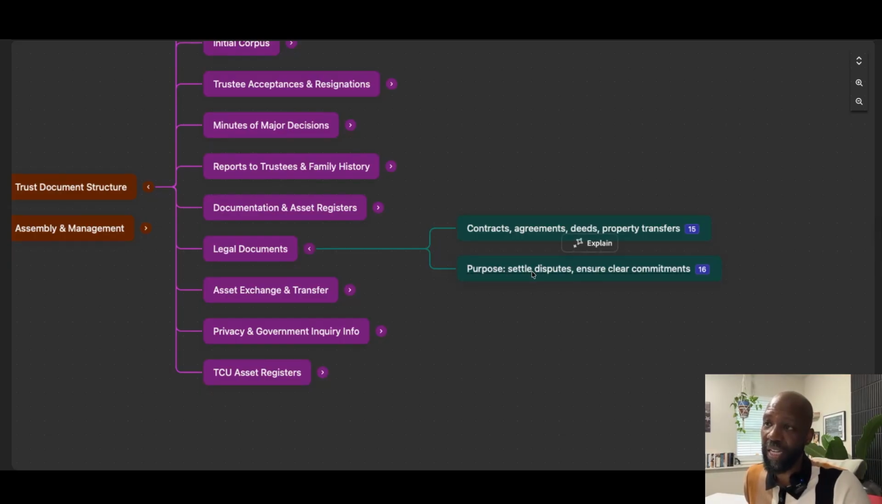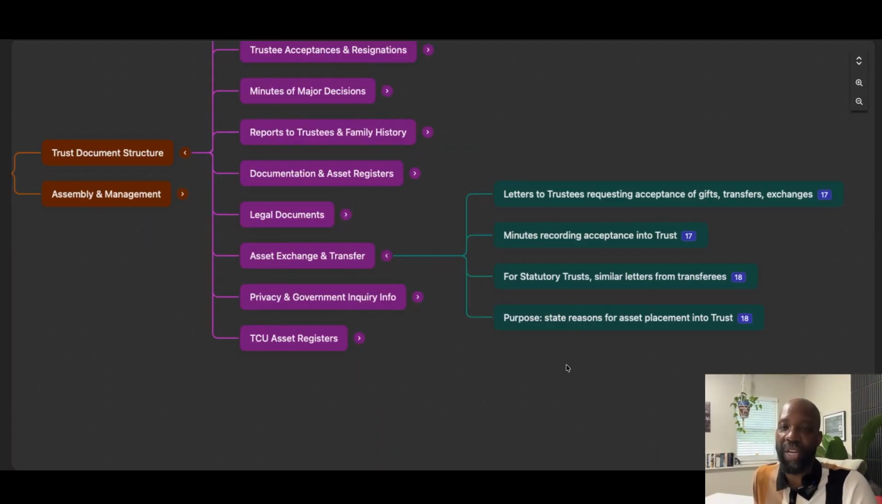And the purpose, of course, is to settle disputes and ensure clear commitments. So if you're supposed to be doing something and we wrote it in black and white, you signed, you need to do that, whatever that may be, contract, whatever. We signed a legally binding agreement and it's in the trust book. Let me go get my executive secretary to make a copy for you. Just like that.